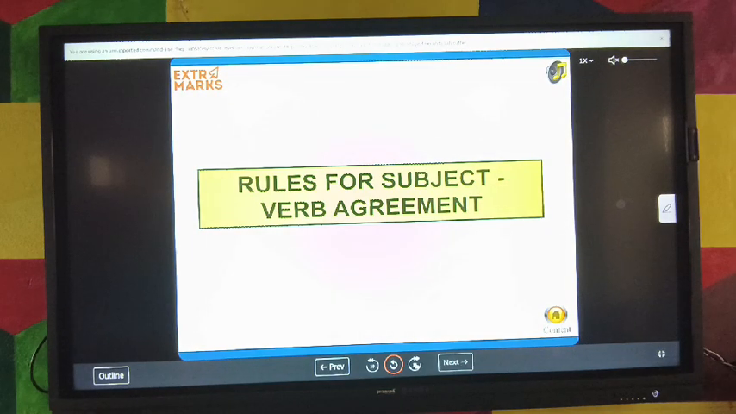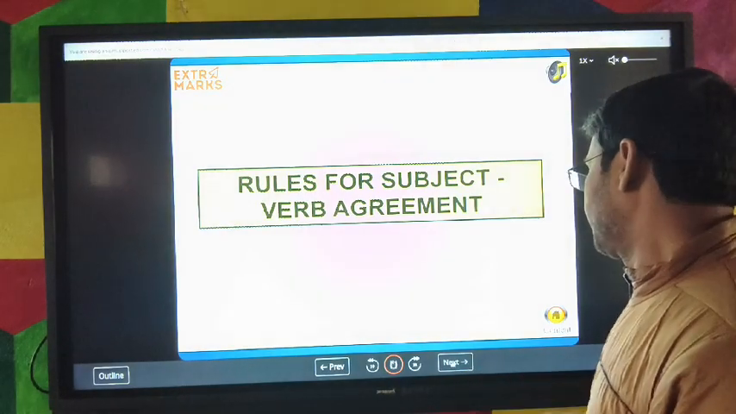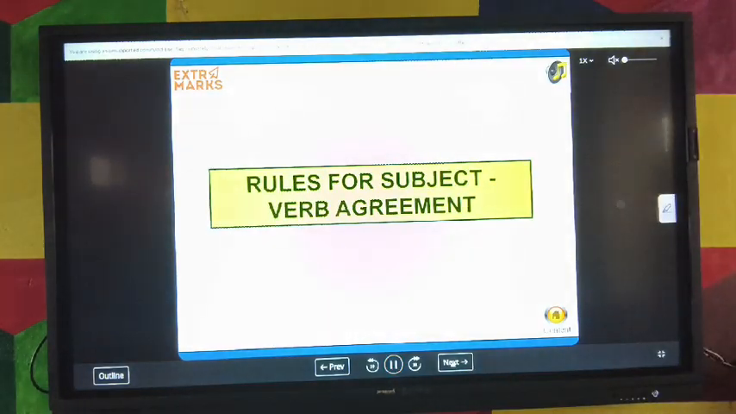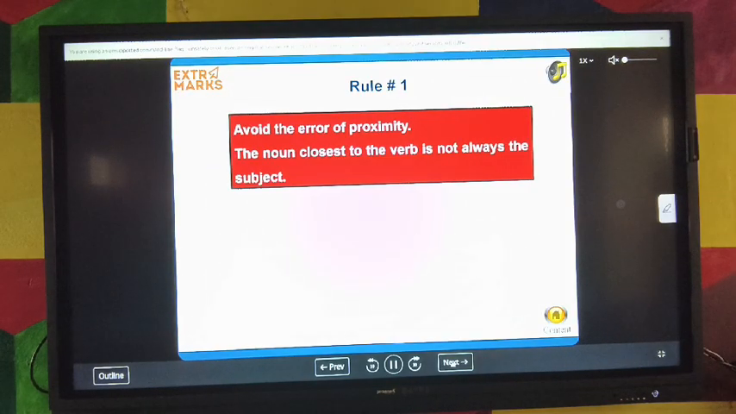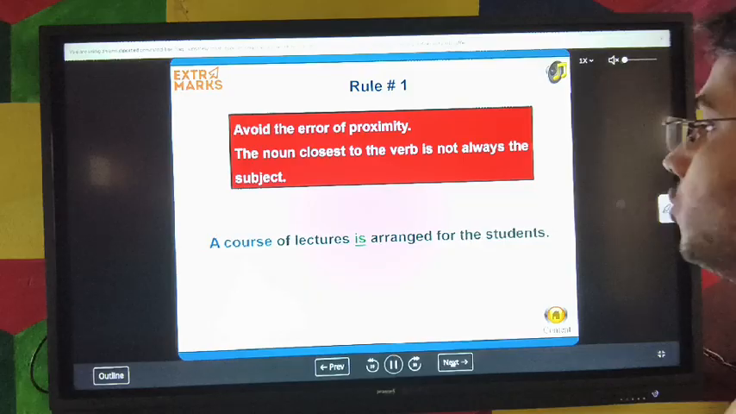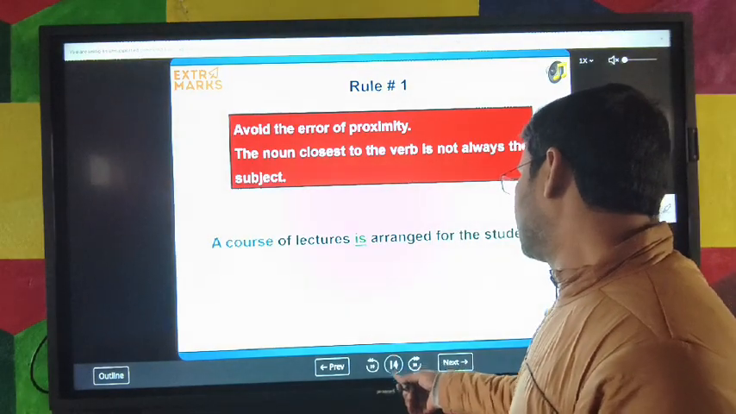Rules for subject verb agreement. Let us see some rules. Rule number 1. Avoid the error of proximity. The noun closest to the verb is not always the subject. So we have to take care of this thing.